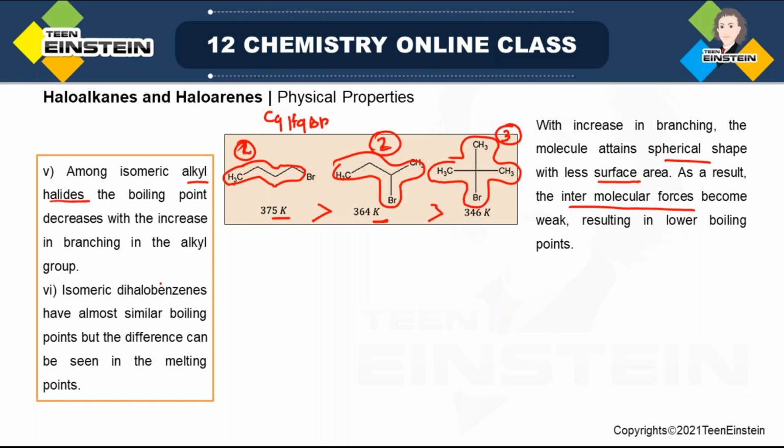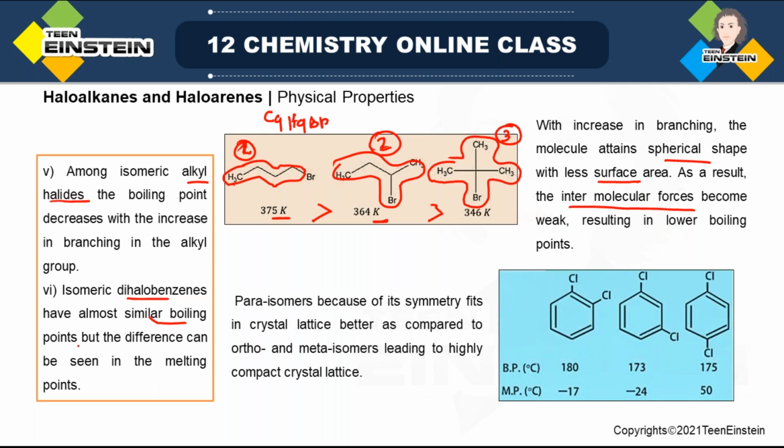Next, if you have a haloarene, and what type of haloarene? Suppose you have a dihalobenzene. Now as there are 2 halogens, the positions may be ortho, meta or para, that is 1,2, 1,3 or 1,4. Now all of them are isomeric because we have the same number of halogen, carbon and hydrogen. So they are isomers, with the only difference being the position of these 2 halogens. So they will have almost similar boiling points. That is, with respect to boiling point, there is not much difference. But if it is melting point, now you can see the difference.